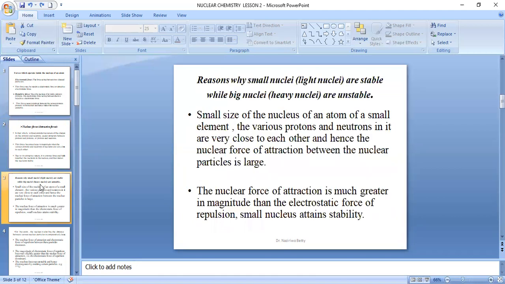Reasons why small nuclei are stable while big nuclei are unstable. In the small nucleus of an atom of a small element, the various protons and neutrons in it are very close to each other, and hence the force of attraction between the nuclear particles is large. The nuclear force of attraction has been found to be much greater in magnitude than the electrostatic force of repulsion. Therefore, smaller nuclei attain stability.